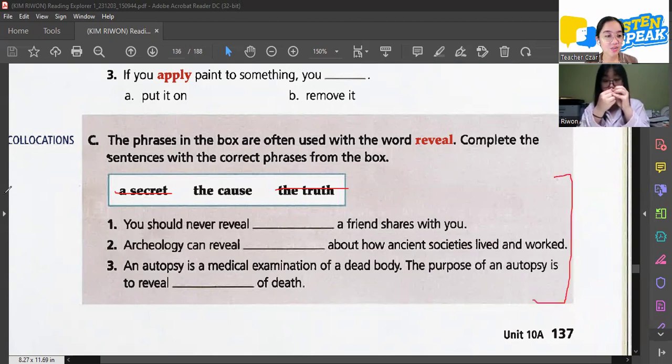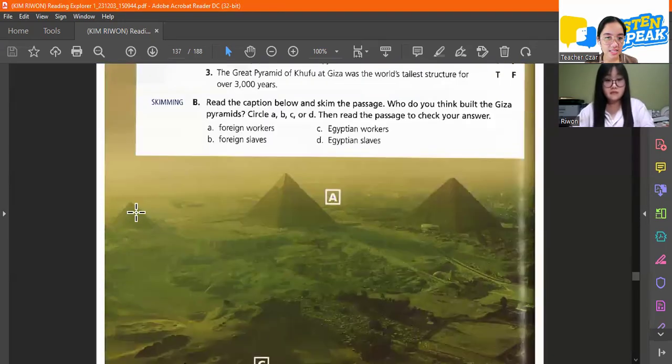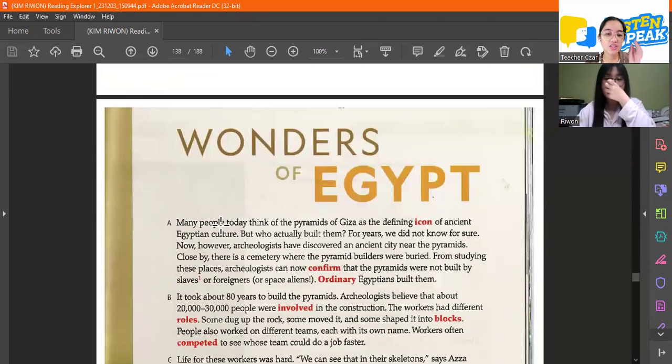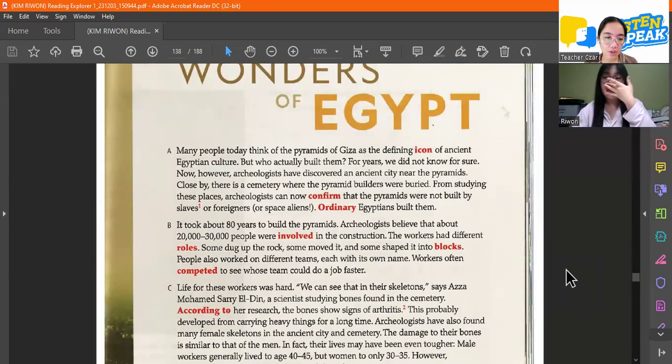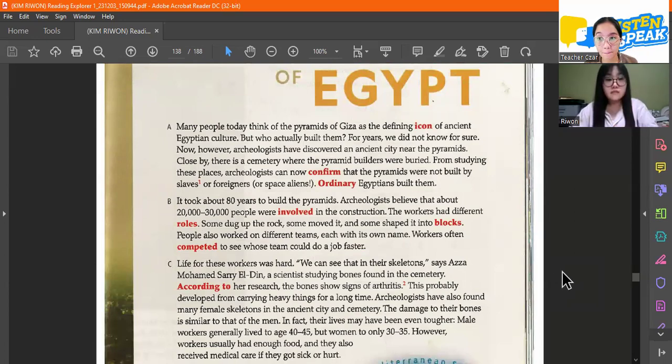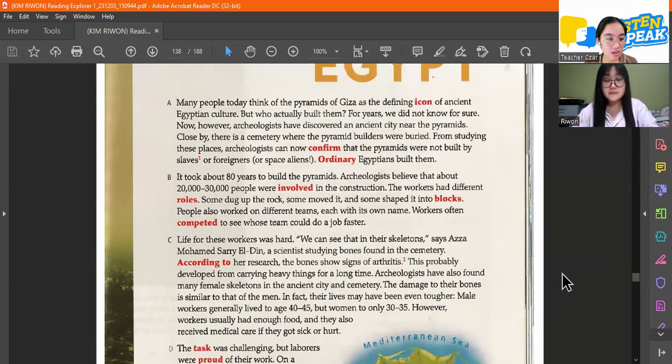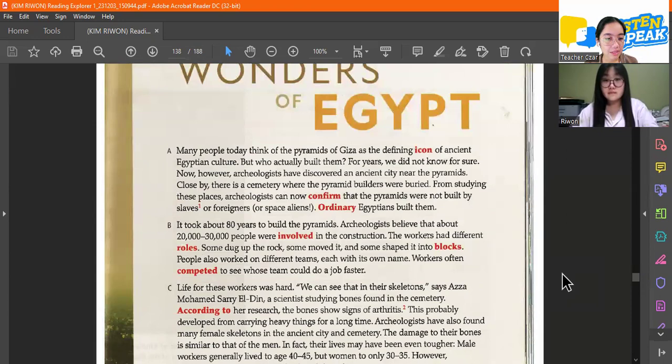No. So we will be having now the next topic, which is this one. Here it is all about the wonders of Egypt, meaning we are going to talk about Egypt mainly. So let's try to have first the A and B.